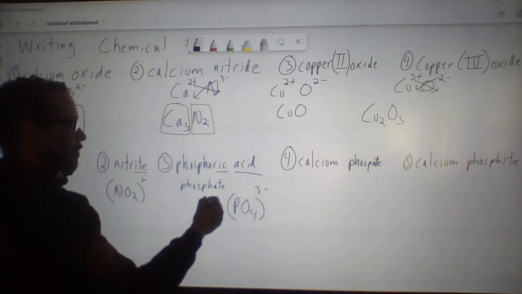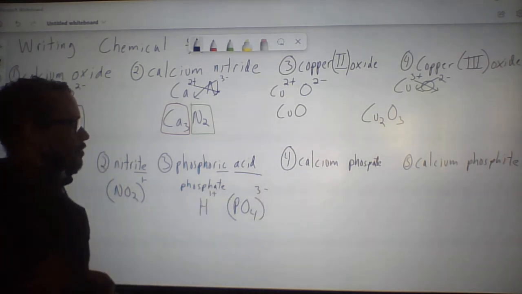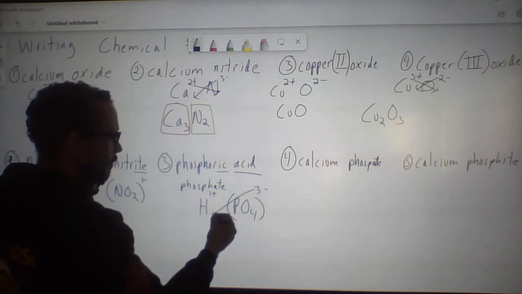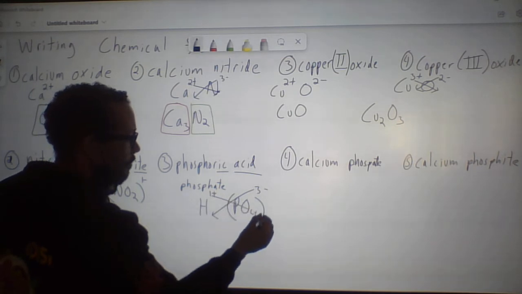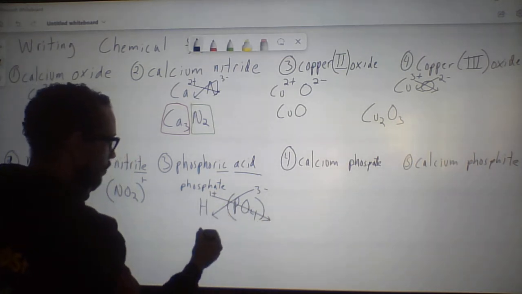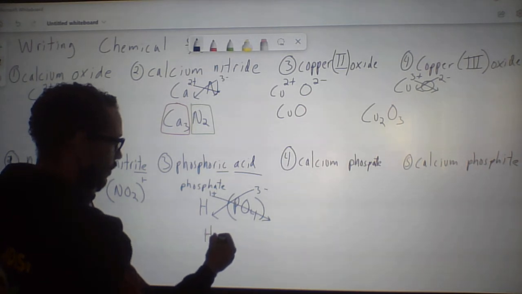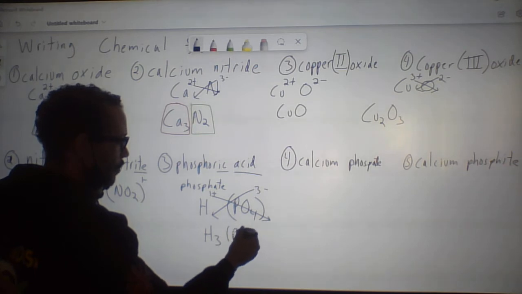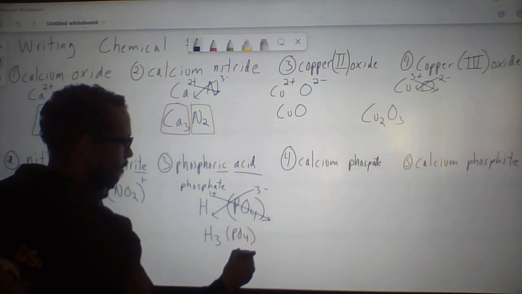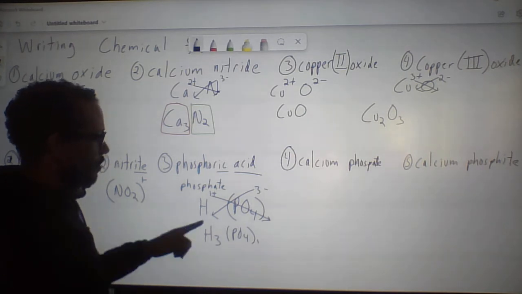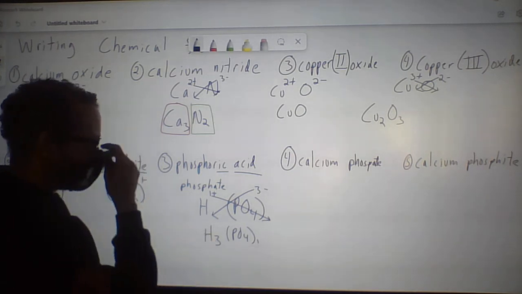I'm bonding it, so I need to write the charge of this one also. I see that they're different. I'm going to use the cross method. And then this 1 comes outside the parentheses because we have to treat this as one single entity. So that's a 3, and then the PO4 is just by itself. So this would be PO4. I can write the number here if I want to. So this is phosphoric acid.